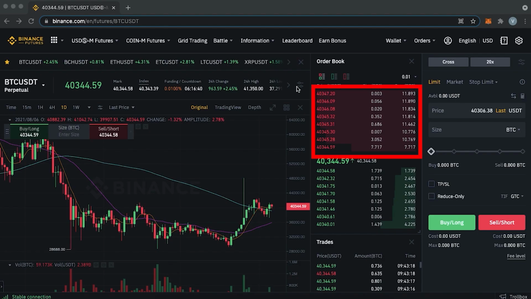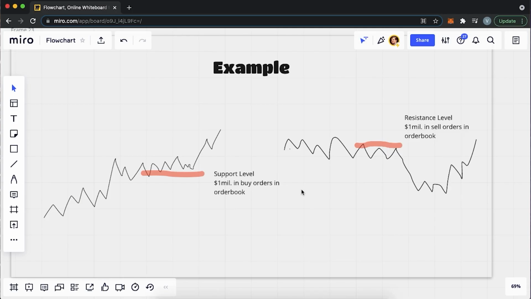The side marked red is the sell side. It contains all open sell orders above the last traded price. The large number of sell orders accumulated for a specific price create a resistance level, called a sell wall. The price won't continue to rise until such orders are fulfilled.